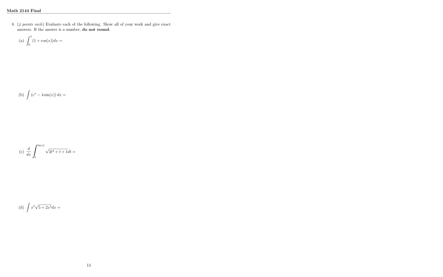Evaluate each of the following integrals. Show all of your work. An antiderivative of 1 plus cosine x will be x plus sine x. I want to evaluate that from 0 to pi. So that'll be pi plus sine of pi minus 0 plus sine of 0. Sine of pi is 0, and sine of 0 is obviously 0, so I'll just have pi.